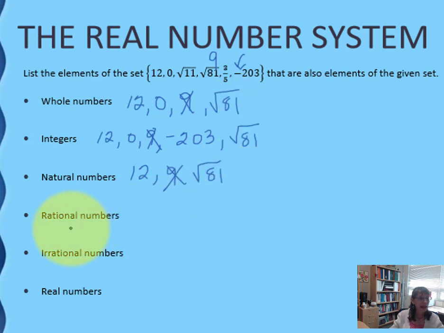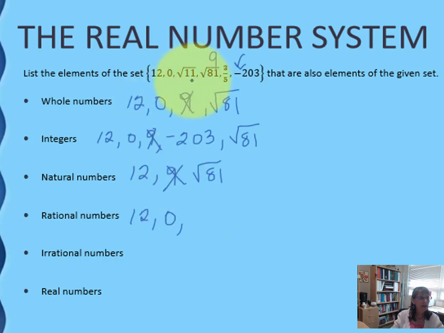Okay, rational numbers. Those are fractions or numbers that could be written as fractions. So although 12 does not appear to be a fraction, remember we can take any integer and divide by 1, and then it is written as a rational number. So 12 is a rational number. 0 can be divided by 1. So 0 is a rational number.